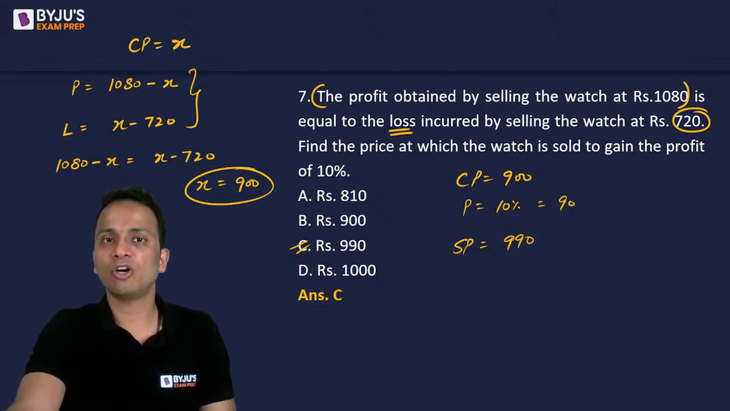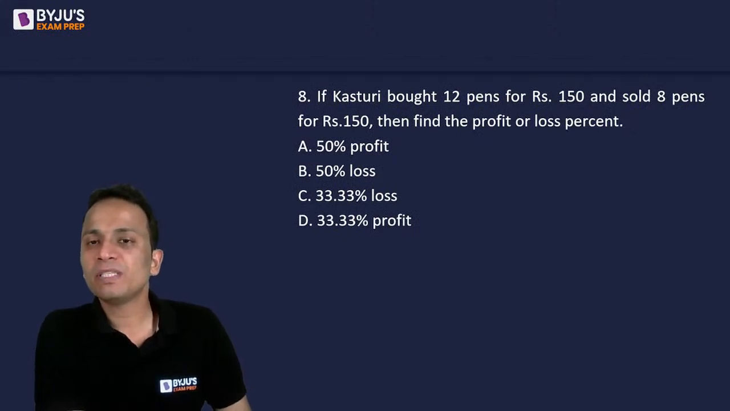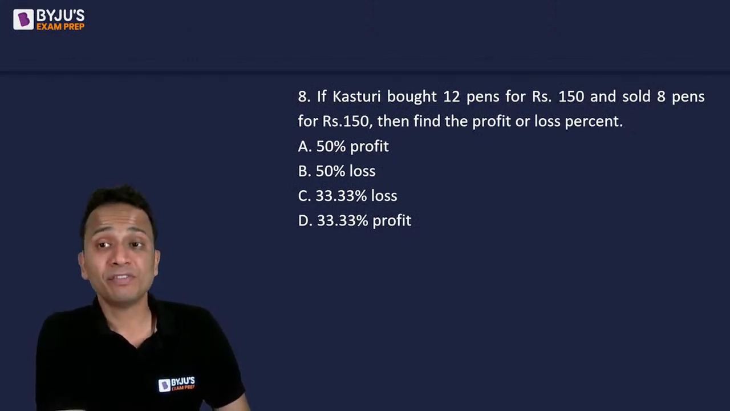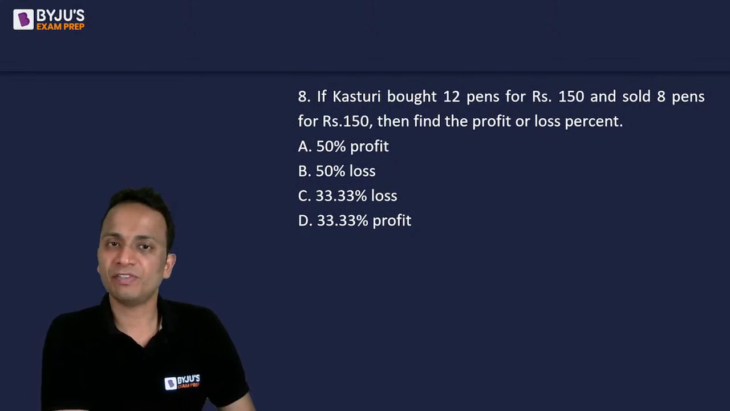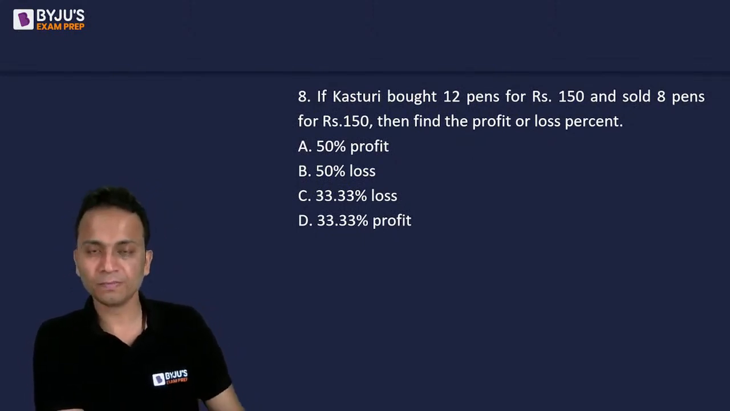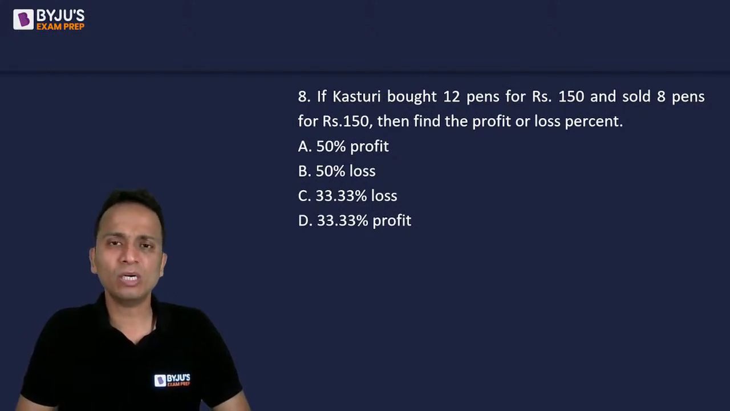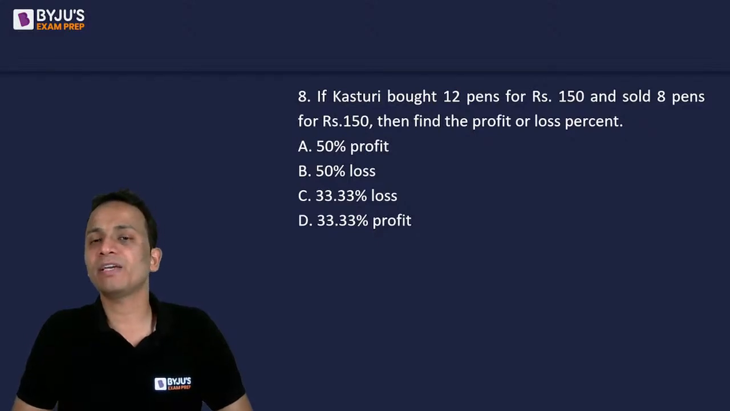Question number 8 on your screen now. If Kasturi bought 12 pens for rupees 150 and sold 8 pens for rupees 150, then find the profit or loss percentage. Again, an easy one. It's just that you'll have to be clear about the number of articles to be sold when we are calculating profit or loss percentage.